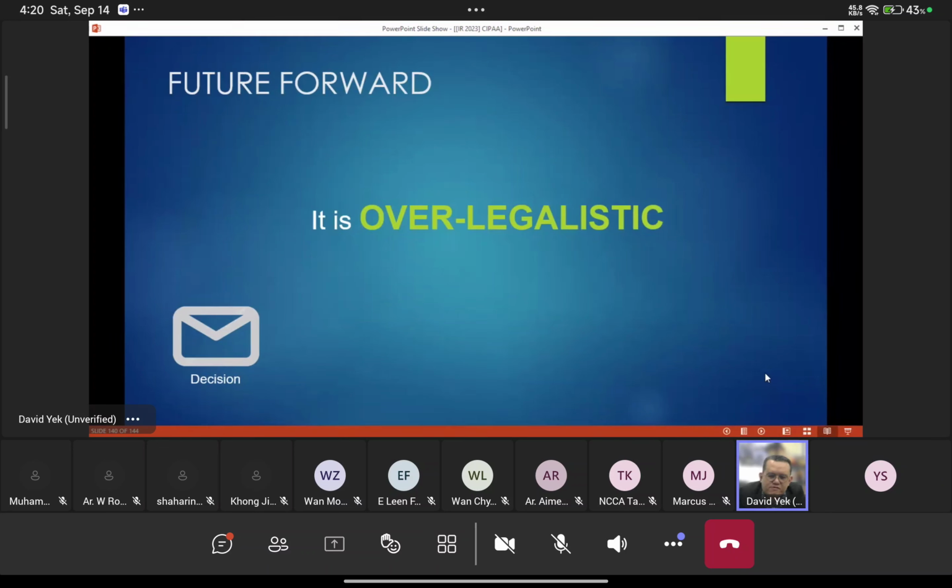So SIPA has become very over-legalistic. Just now I told you all the court cases you can see: lawyers are very creative. They can come up with all kinds of defenses, all kinds of things that derail the entire mechanism of SIPA. So it becomes something very over-legalistic, and it becomes like winning on paper only. In substance, you may not get paid. Okay.